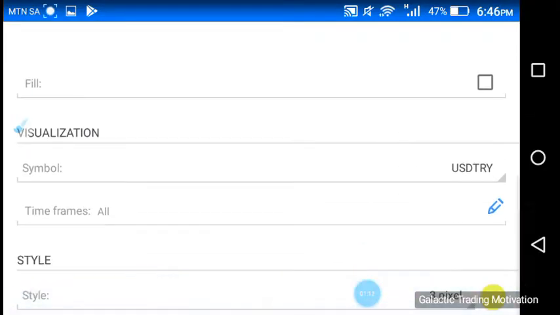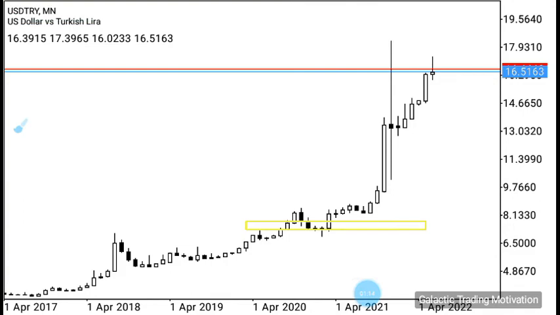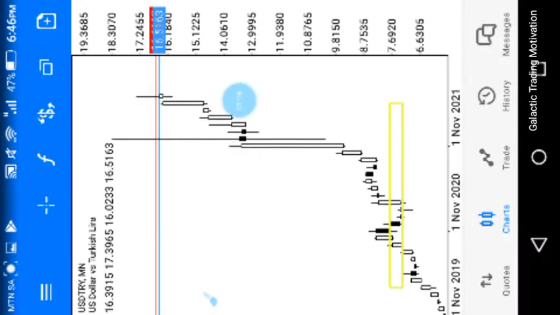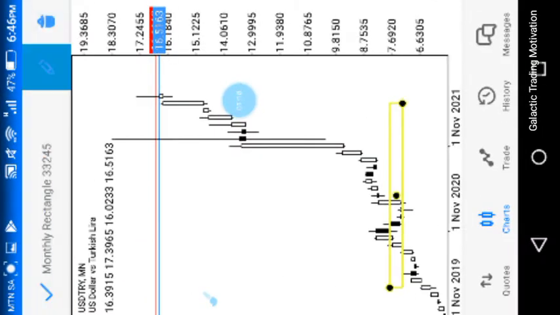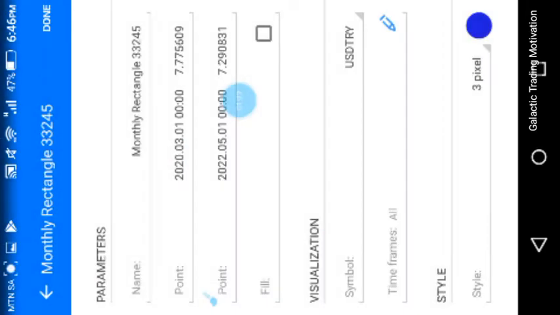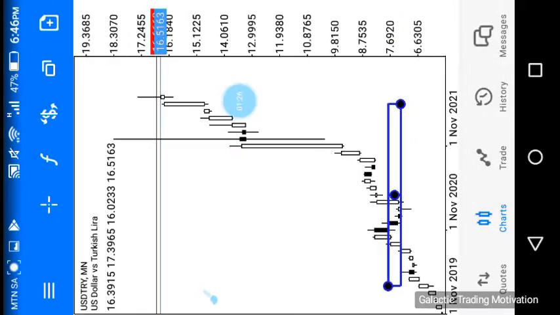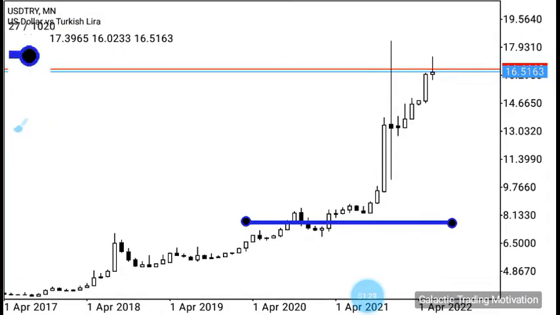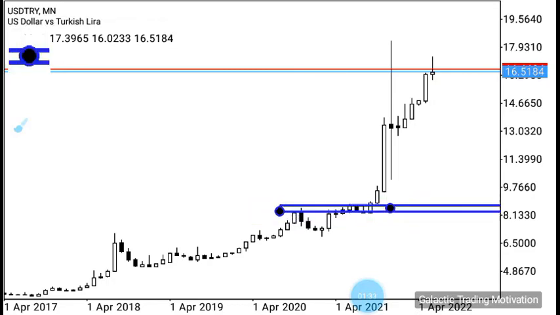Let me actually do it this way. Make it a different color. There we go. Okay, so there's our neckline in this region.